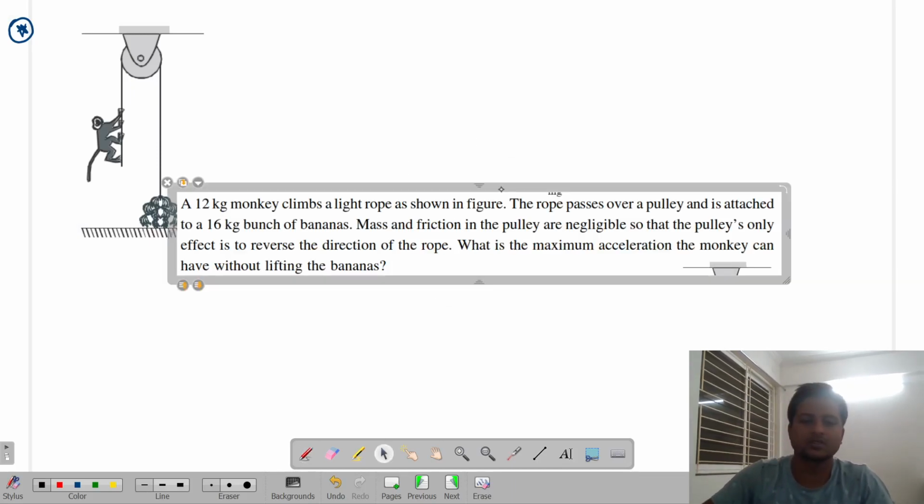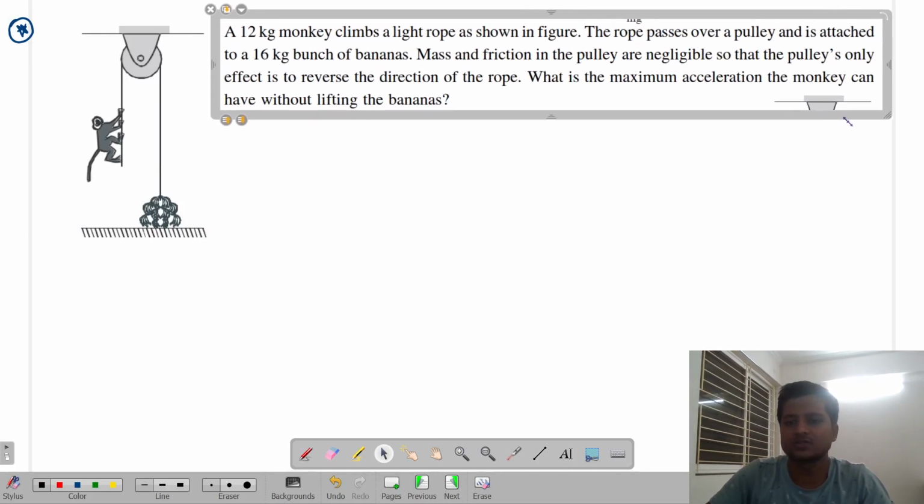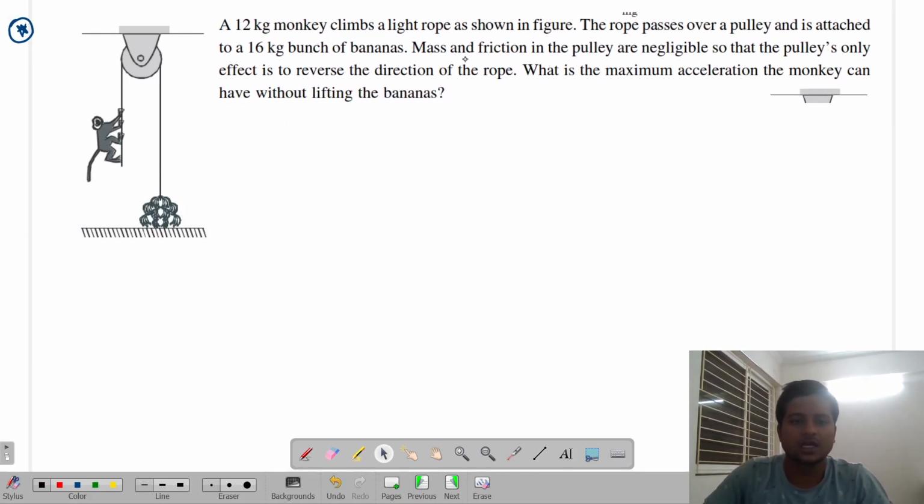What the question is saying is simple. A 12 kg monkey tries to climb a light rope as shown in the figure. The rope passes over a pulley and it is attached to a 16 kg bunch of bananas. The mass and friction of the pulley are negligible so that the pulley only affects to reverse the direction of the rope. What is the maximum acceleration the monkey can have without lifting the bananas?